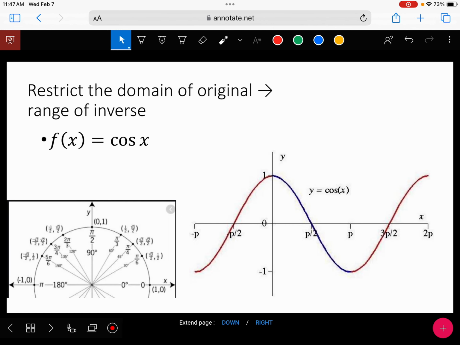Great. So now we're going to look at cosine. Cosine plays a little bit nicer. What quadrants is that blue section going to be in? So that blue section starts at 0 and goes to pi. Yep, so that's going to be quadrants 1 and 2. On your unit circle, the quadrants that are between 0 and pi are quadrant 1 and quadrant 2. So that's going to be our restriction for inverse cosine.